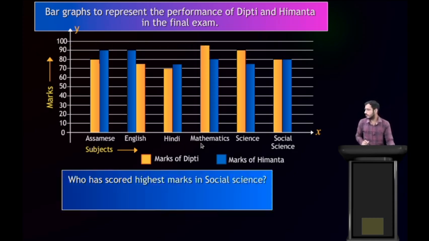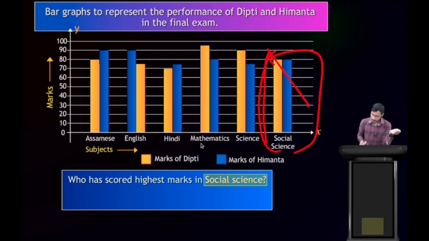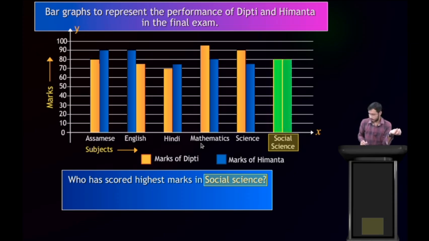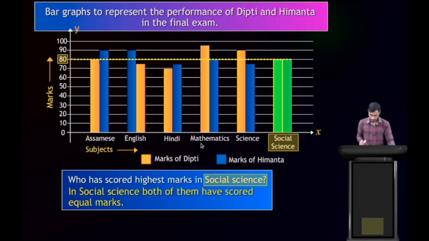Okay, now who has scored the highest marks in social science? Can you tell me, students, who has scored the highest marks in social science? Yes, you can see here in social science both got equal marks. So in social science, both of them have scored equal marks.